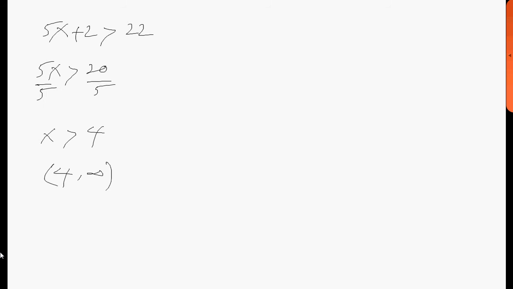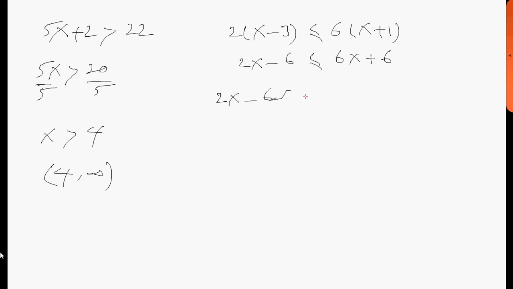But consider this one: 2 times x minus 3 less than or equal to 6 times x plus 1. Okay, first I distribute the 2 here. I get 2x minus 6 less than or equal to 6x plus 6. Then I'm moving all the x's to one side, to the left, and all the numbers to the right. I get 2x minus 6x less than or equal to 6 plus 6. So this means that minus 4x is less than or equal to 12.